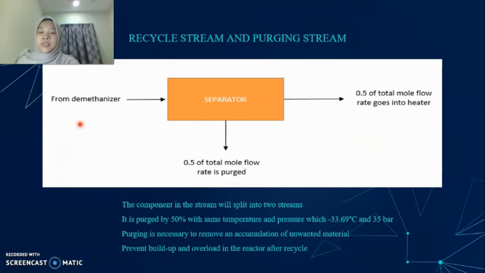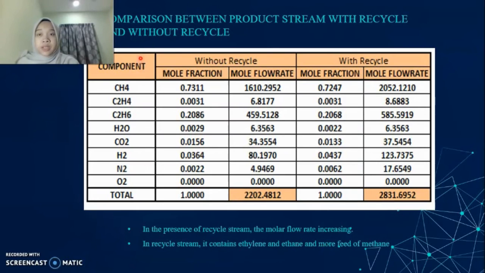Before that, we have the recycle stream and purging stream. From the demethanizer, the stream will split into two streams: 50% of it, with the same temperature and pressure, will go into the heater and OCM reactor, while the other half will be purged. Purging is necessary to remove an accumulation of unwanted material and to prevent buildup and overload in the reactor after recycle.